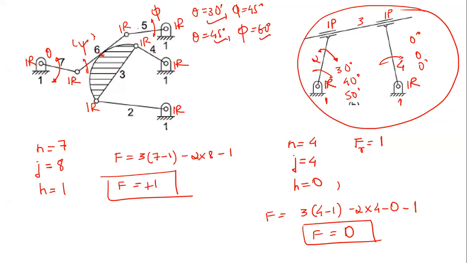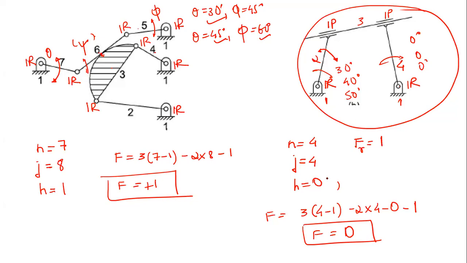Yes, sir. Sir, just one doubt. Can't we consider 2 and 4 both as input links, if I give motion to both of them? No, no. This is not feasible, right? How are you going to consider both the links as input? I think this will not be practical in this case. Okay, so let us move ahead.